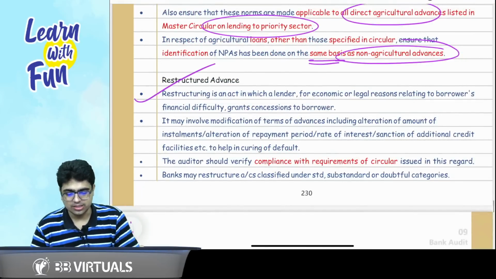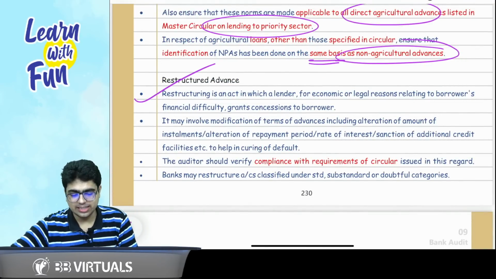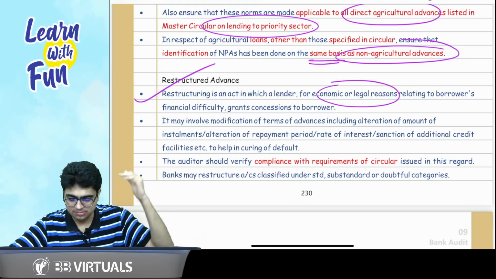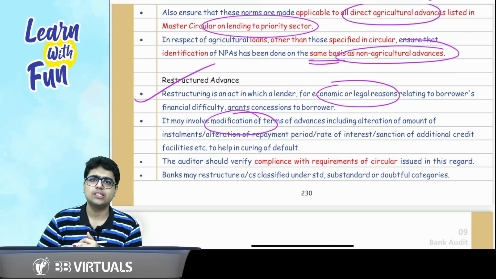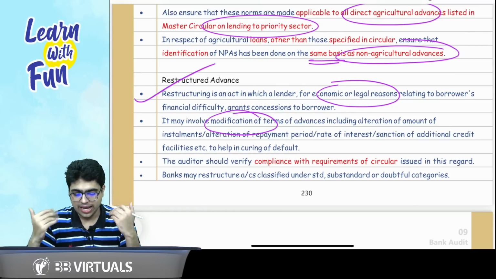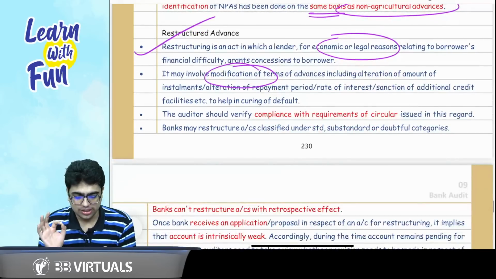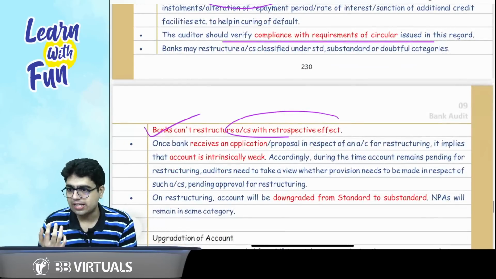What about the restructured advances? So restructuring is an act for economic or legal reasons. Please read the definition. It may involve modification of advance. Modification means changes in the term of repayment, changes in interest rate, changes in principal amount, anything. So you should, as an auditor, check the compliance with the circular. Banks can't restructure an account with retrospective effect.